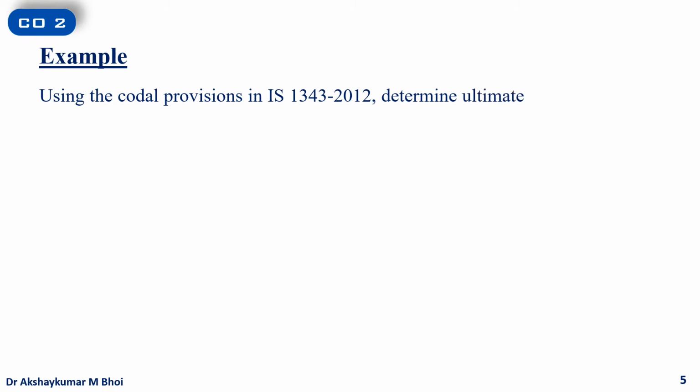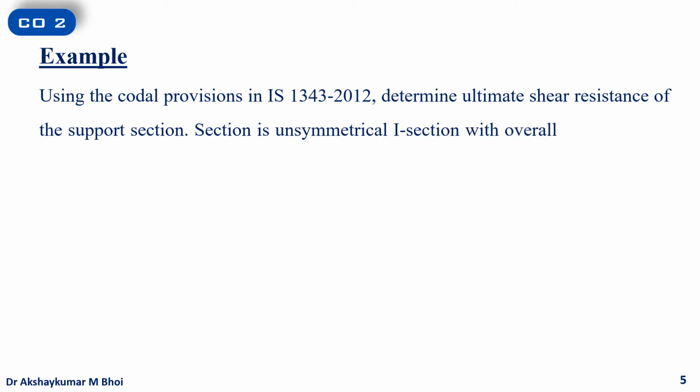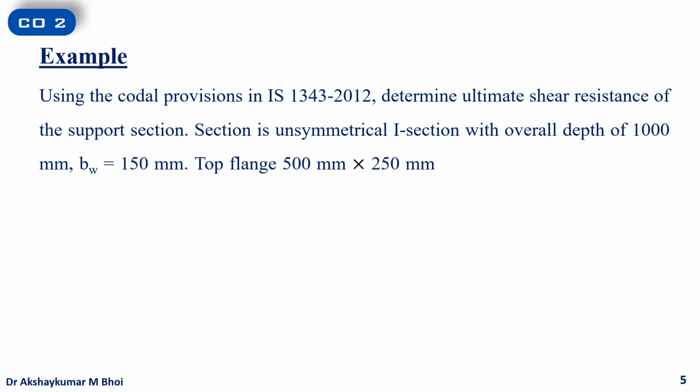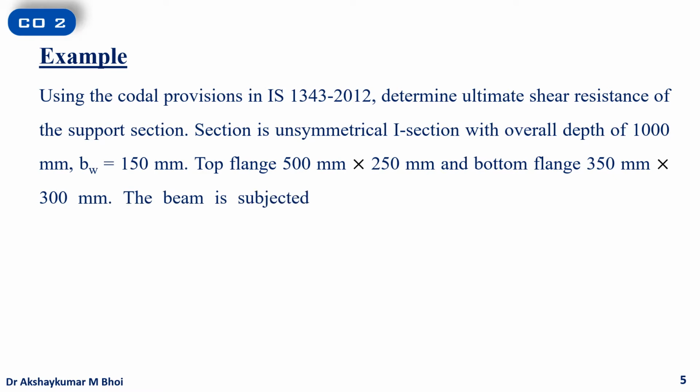Let us go through the statement. Using the codal provisions in IS 1343-2012, determine the ultimate shear resistance of the support section. The section is an unsymmetrical I section with overall depth of 1000 mm, width of web 150 mm, top flange 500 mm by 250 mm and bottom flange 350 mm by 300 mm.